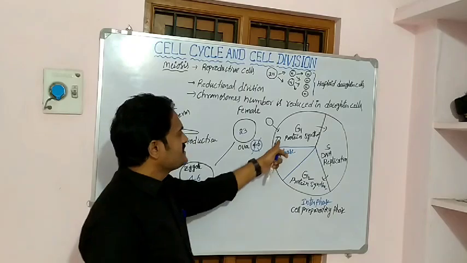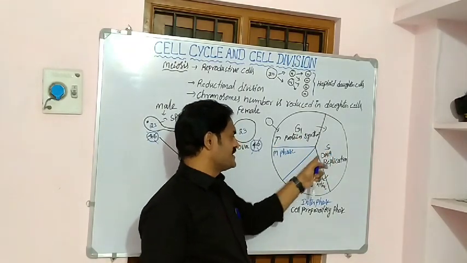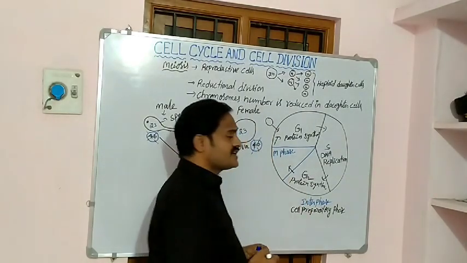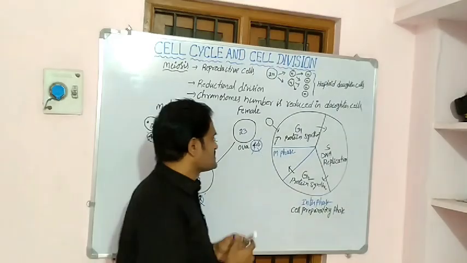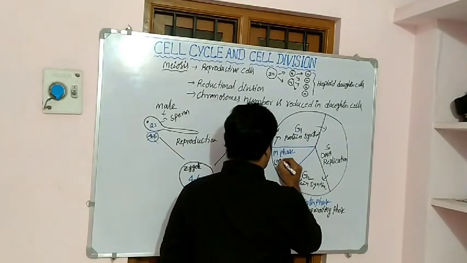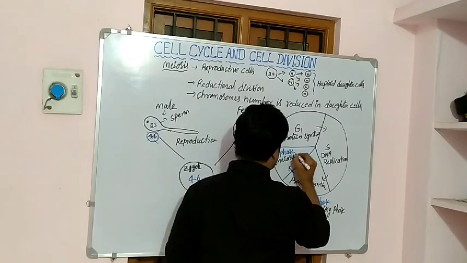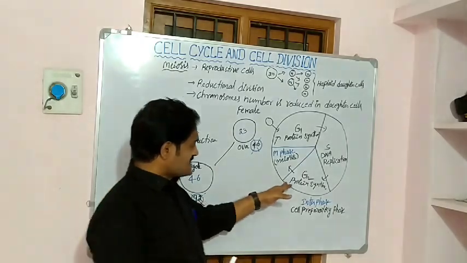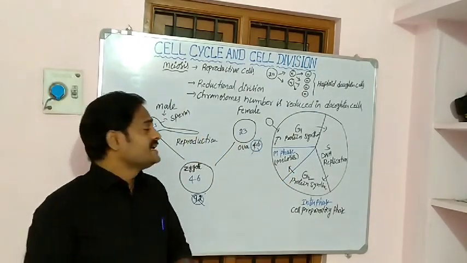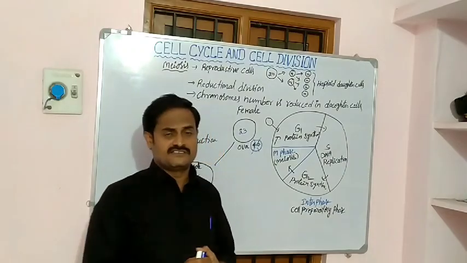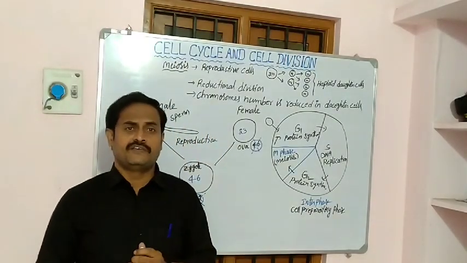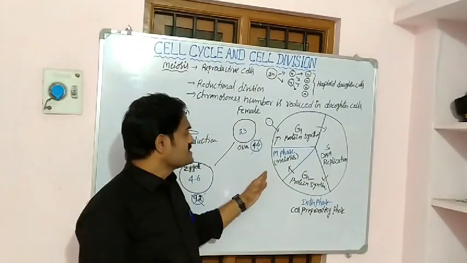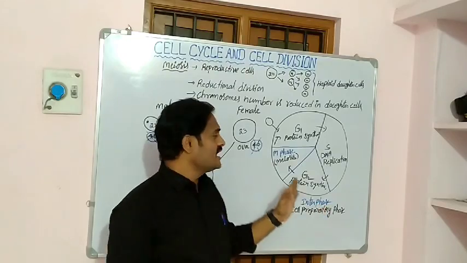So the cell completes these three phases, G1 phase, S phase and G2 phase. Then it enters into the M phase. What is M phase here? In this process, M phase indicates meiosis. Once the cell enters into meiosis, that meiosis is not a single phase. It also has so many phases. It takes more time compared to mitosis, and it is a lengthy process.